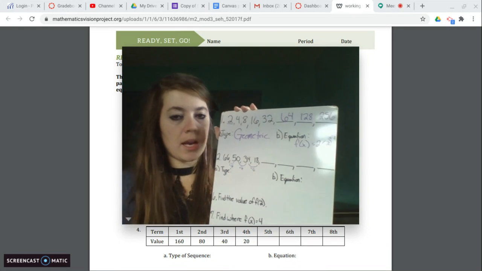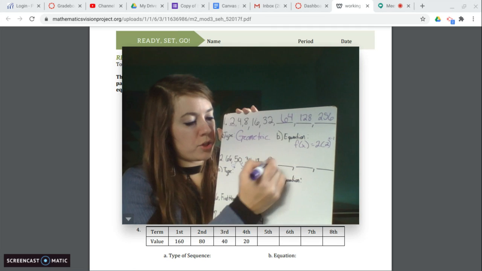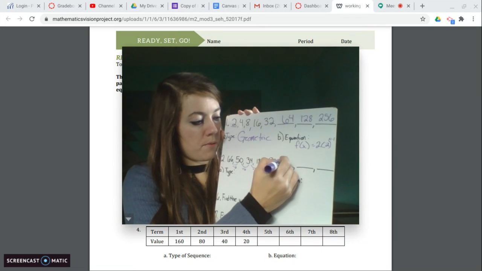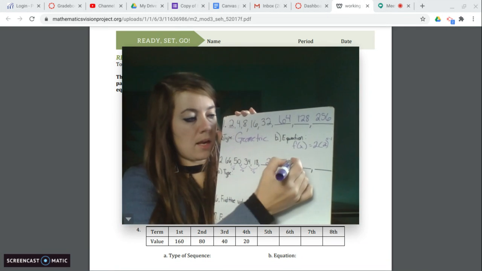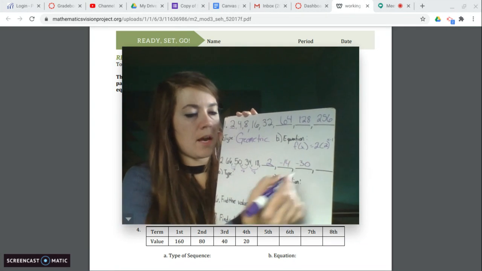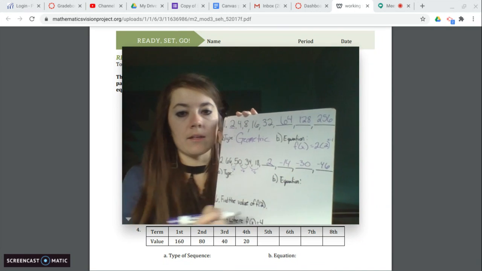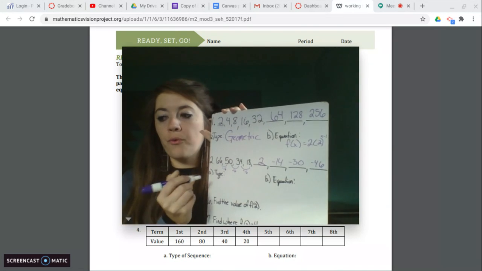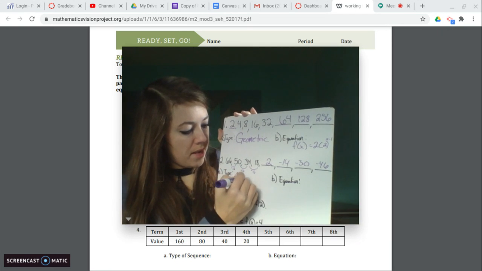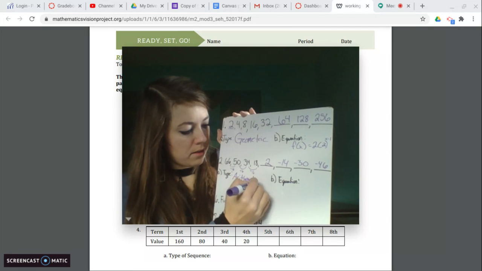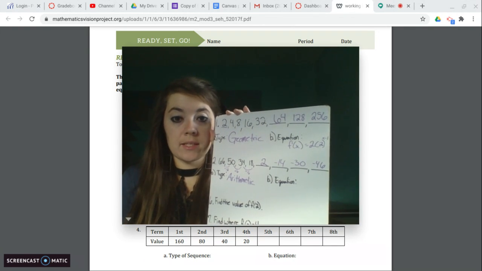34 minus 16 would be 18. So 18 minus 16 would be 2. 2 minus 16 would be negative 14. Negative 14 minus 16 would be negative 30. And negative 30 minus 16 would be negative 46. Now, for the type, it is arithmetic, since we are adding or subtracting. We're subtracting in this case.